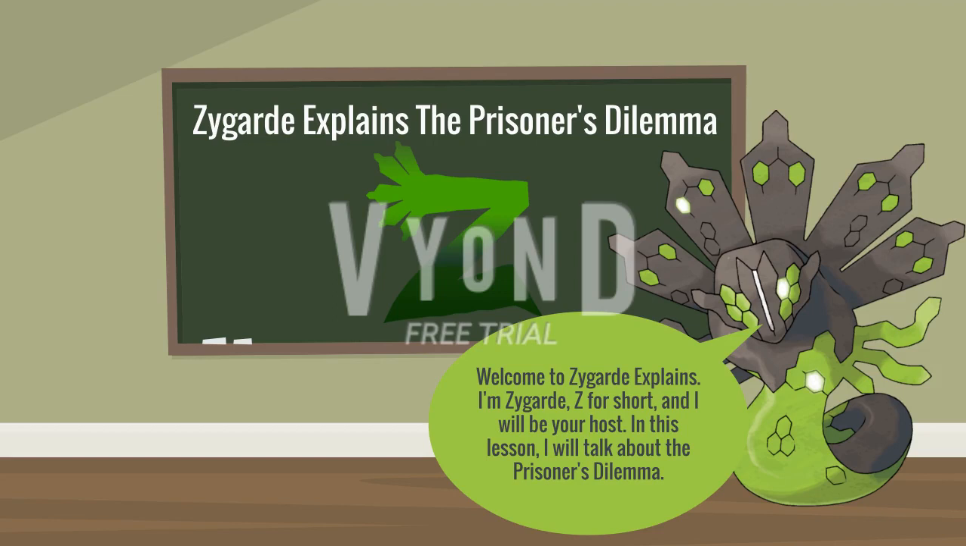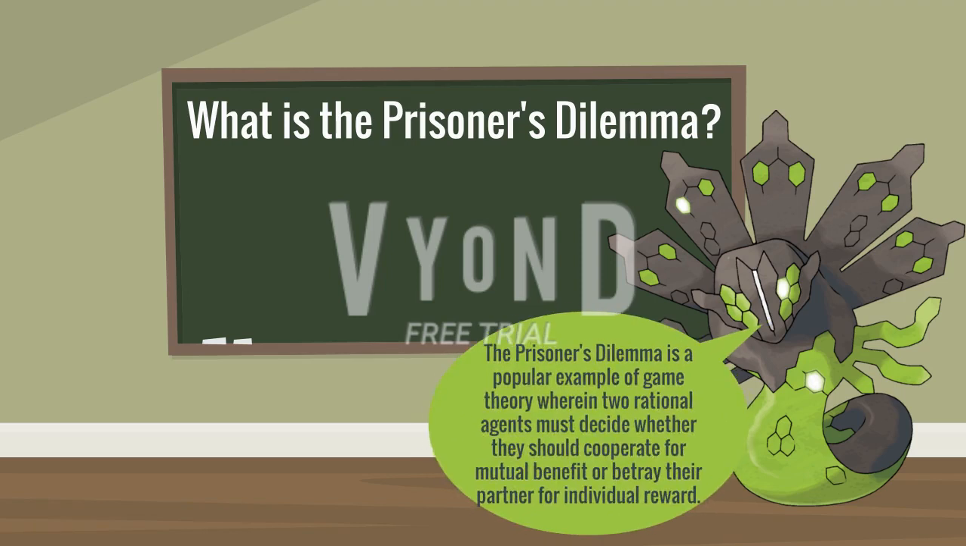In this lesson, I will talk about the prisoner's dilemma. The prisoner's dilemma is a popular example of game theory wherein two rational agents must decide whether they should cooperate for mutual benefit or betray their partner for individual reward.